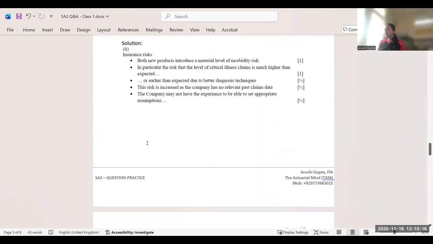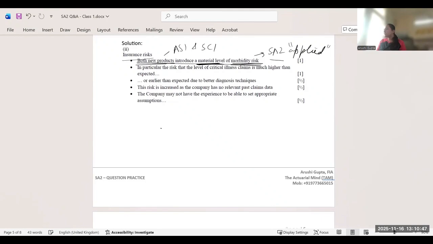Okay. So how they have discussed this, let's look at the answer. So they say insurance risks. They say that both products introduce a material level of morbidity risk. Now there will be 1 mark for this because ये एक SA2 level के candidate का applied answer है. उसने इसमें कुछ decisions लिए हैं. The person is able to conclude कि yes, it will be not a risk but a material risk, and able to identify that risk and identify that it will be applicable to both ACI and SCI.